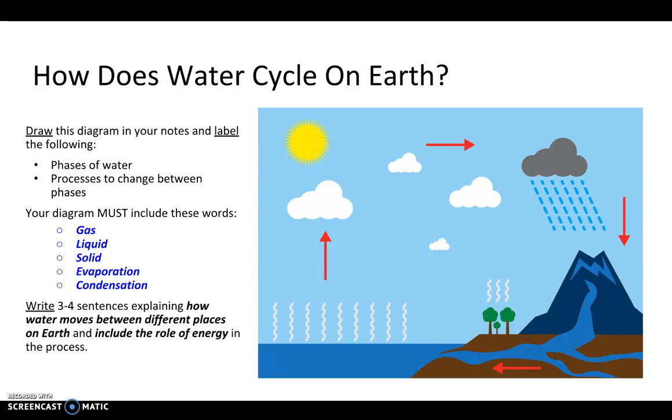Then I want you to write 3 to 4 sentences explaining how water moves between different places in the earth. Include the role of energy in the process, so energy from the sun, and then you can talk about gravity and how gravity moves water and some of those different pieces. Okay, so I'm going to be looking for this in your notebook when I get back on Monday. So pause the video, take some time to do a really nice job with this diagram.